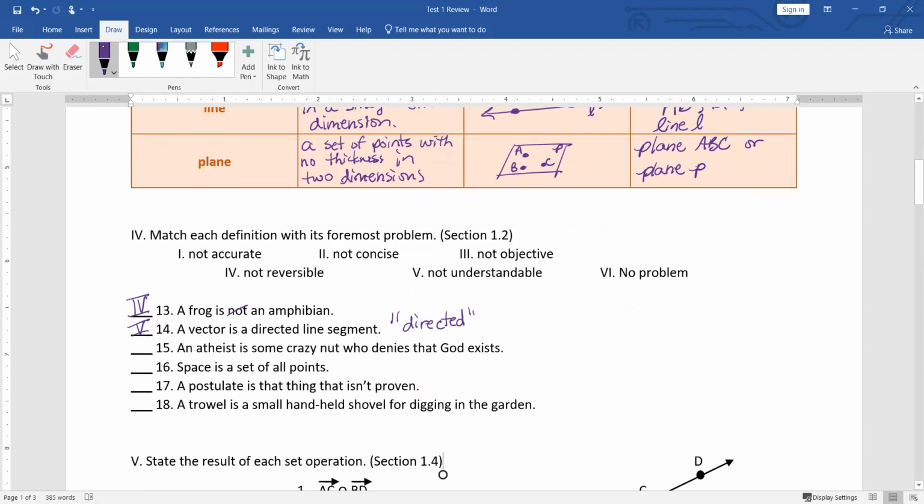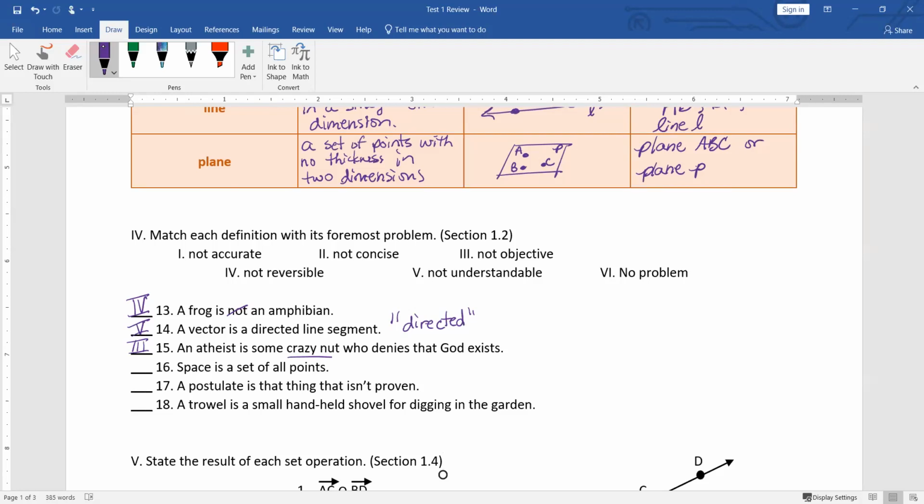All right, for 15, we have an atheist is some crazy nut who denies that God exists. So this is an example of being not objective. Anytime you've got a personal opinion or emotional words, the connotation is either very positive or very negative. So, we would not say crazy nut. So we say an atheist is a person who denies that God exists. The fact that we've got words being used in there that add a lot of emotion or connotation to it means it's not objective.